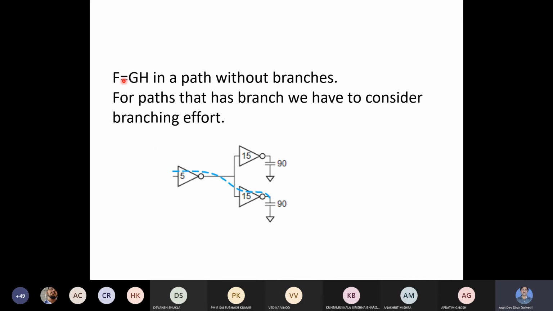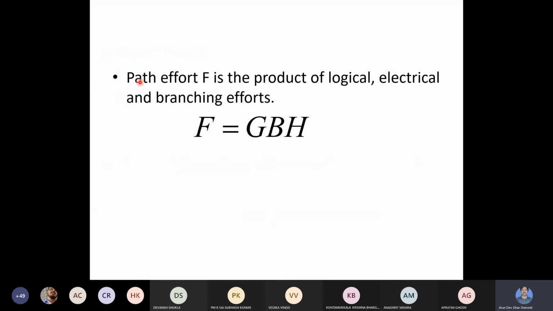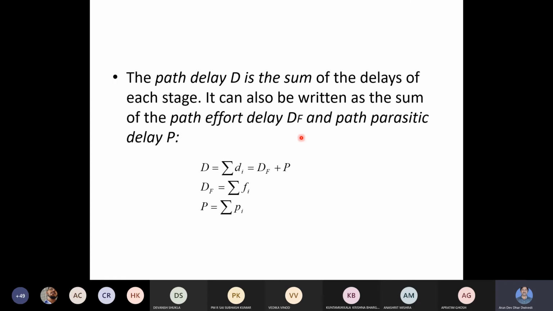So here GH path effort means it was path effort without branching, it was only GH. But now another term is there, B. So with branching it is F equal to GBH. Also the path delay D is the sum of the delay of each stage.